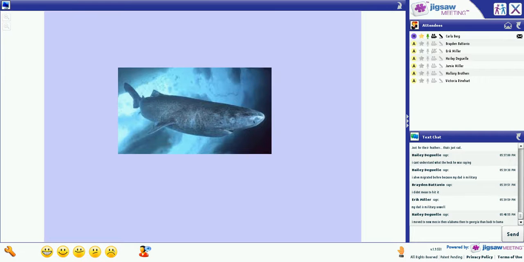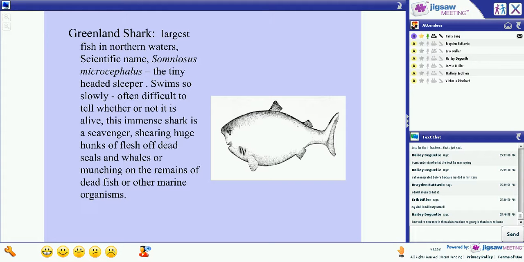Okay, and we are going to skip ahead a couple here, and we are going to look at one of my son's favorite animals, which is the Greenland shark. Victoria, I think your hand was up to read. Go ahead, Victoria.